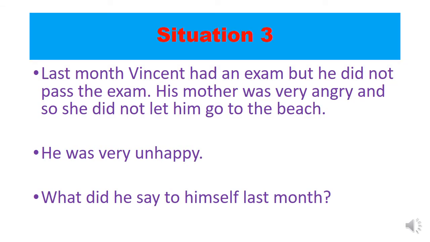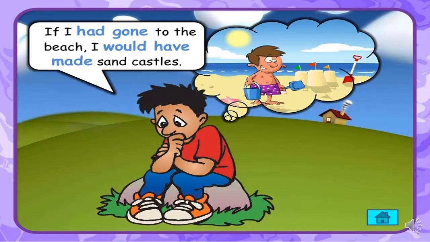Let's look at the third situation. Last month, Vincent had an exam, but he did not pass the exam. His mother was very angry, and so she did not let him go to the beach. He was very unhappy. What did he say to himself last month? Look at this picture. Listen to what he said to himself. If I had gone to the beach, I would have made sandcastles.